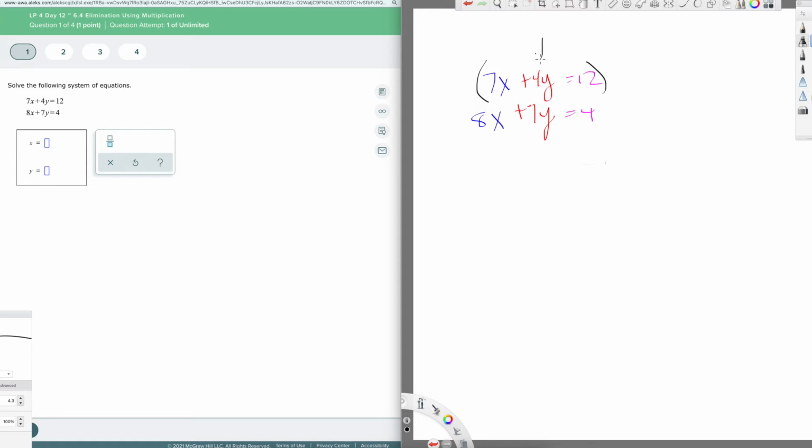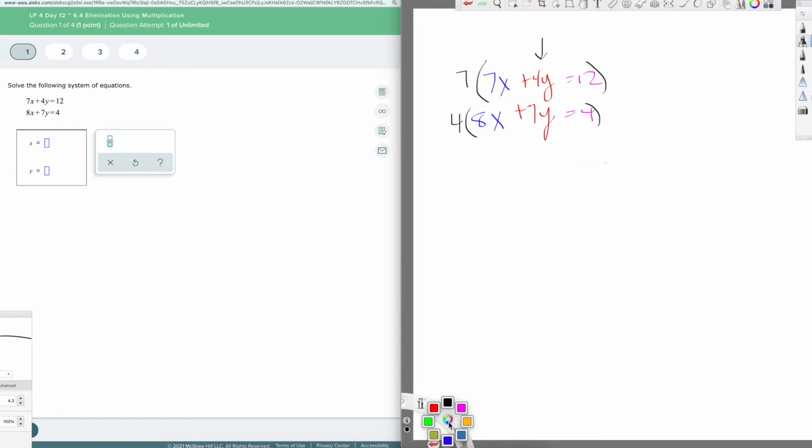For whatever reason, I'm going to eliminate the y's on this one. So I want the y's to be the same. Well, the lowest common multiple of 4 and 7 is 4 times 7. There isn't anything else in common that's lower than that. So I'm going to multiply the entire top by 7, and the entire bottom one by 4.